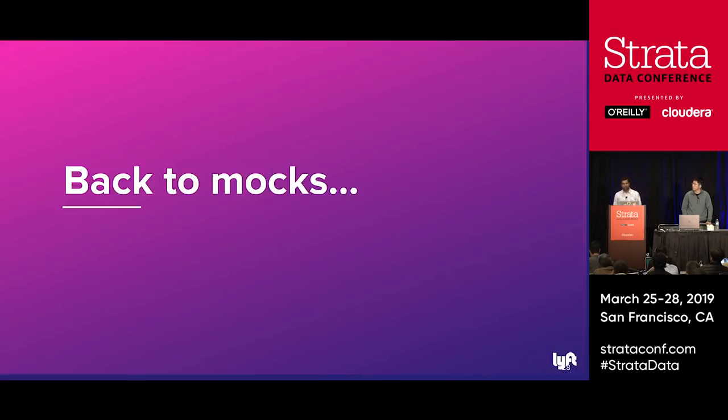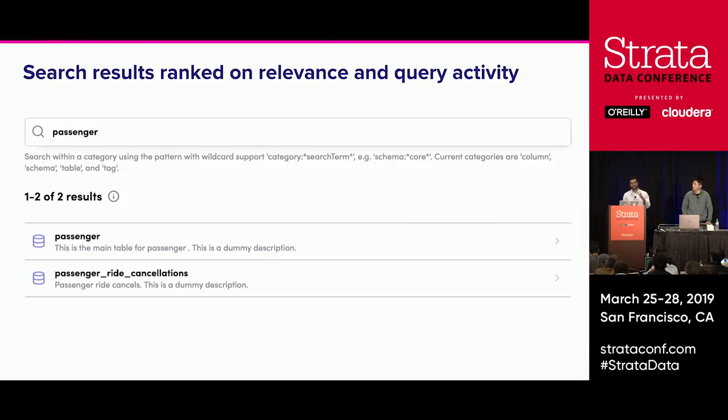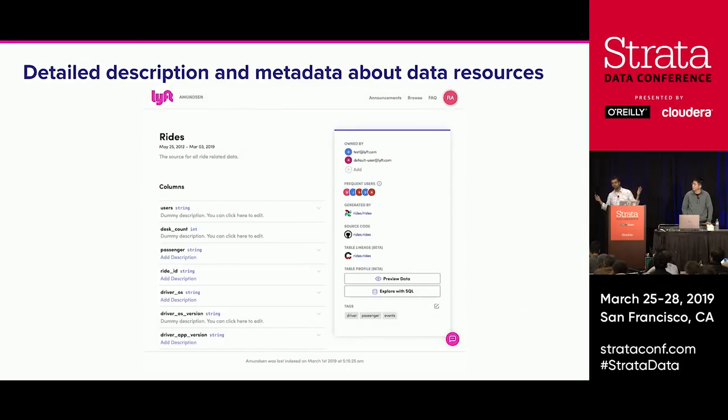Cool. So back to the mocks, we come back to the search algorithm, we search for things, we get some results. Now you click on a result, and this is where magic starts. So you have all the information about this table in one single page. So you have the rights data.